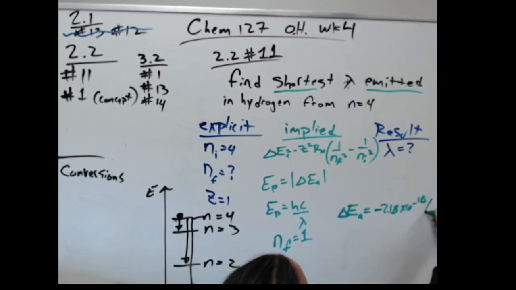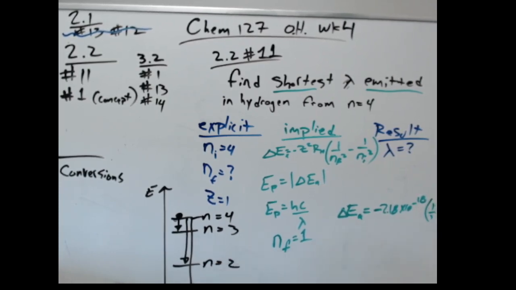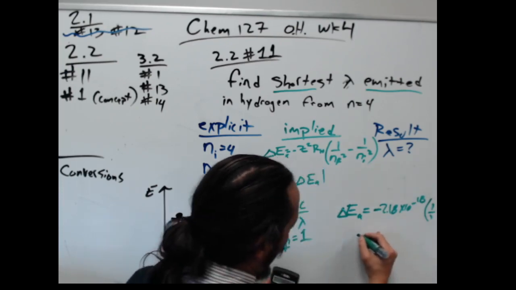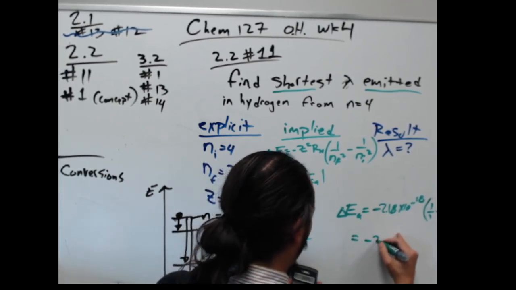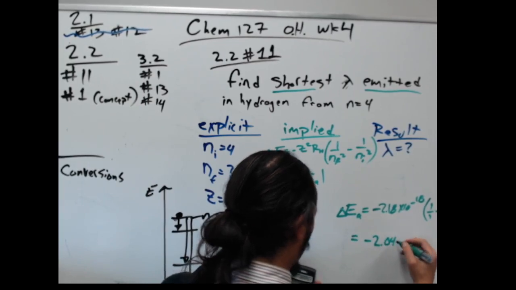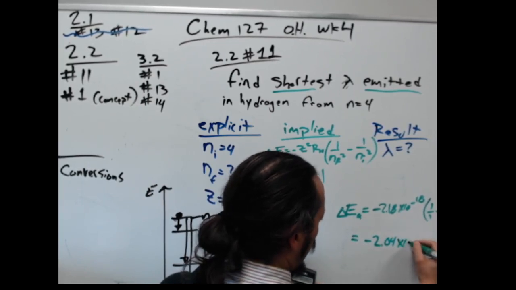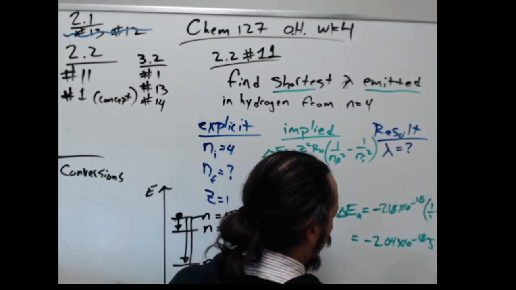And then my n final is a 1 over 1 minus a 1 over 16. So that's going to be 15/16 positive times a -2.18. I lost my calculator, so I plug that all in. 2.18 times 10 to the -18 times 15 divided by 16. And I'm going to get my energy of the atom is equal to -2.04 times 10 to the -18 joules.